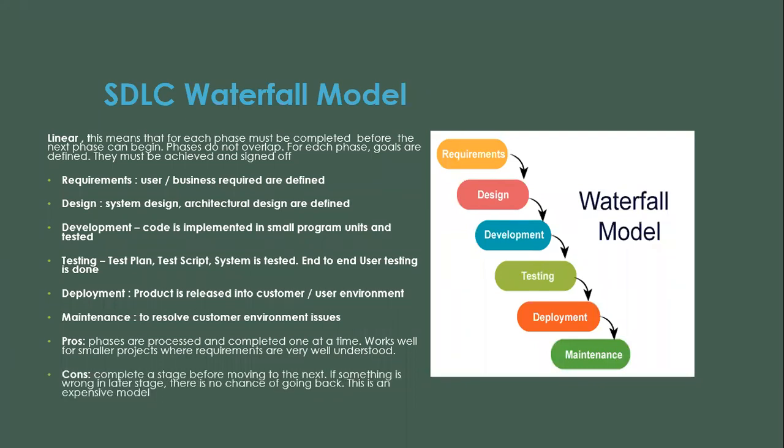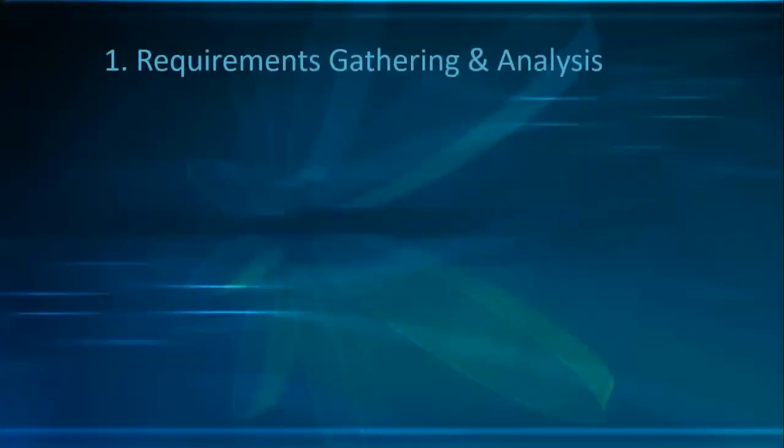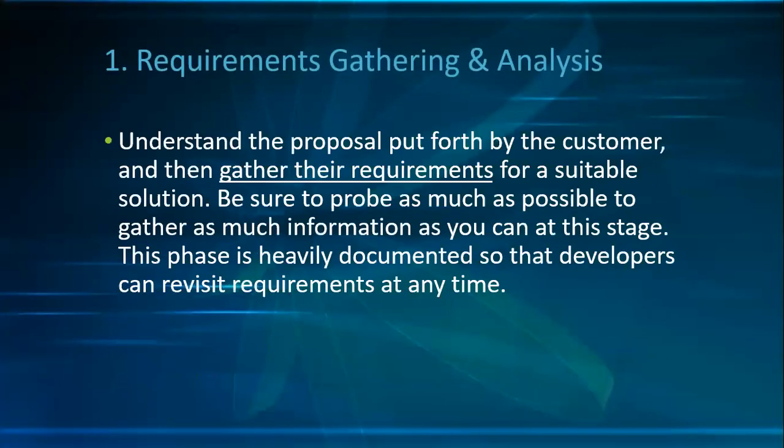What is a disadvantage? You must complete a stage before moving to the next. If something goes wrong at one stage, there is no chance of going back. This is an expensive model. That takes us to the explanation of each phase, starting with requirement gathering and analysis. We need to understand the proposal, look at what the customers have, then the requirements are gathered with the information we have from the client, the customer in general.